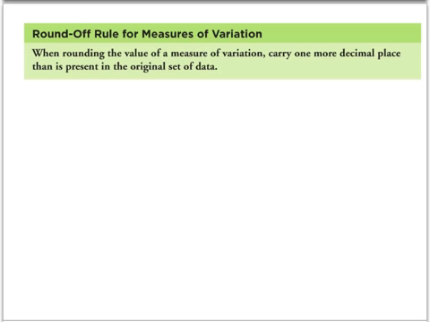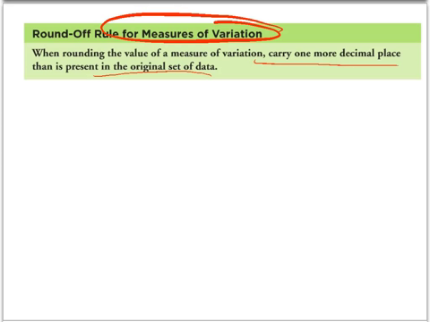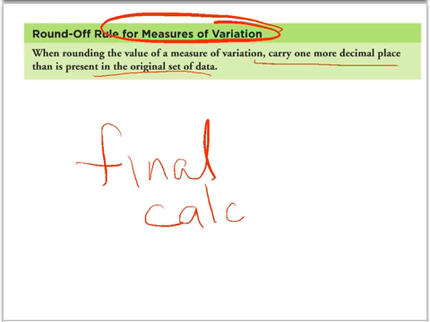Just want to point out the round-off rule for measures of variation is the same as the round-off rule for measures of center. Carry one more decimal place than is present in the original set of data. So if the data is whole numbers, you would round to 1 decimal place. If the data already contains 1 decimal place, then you would round to 2 decimal places. But remember, only round final calculations. Do not round in intermediate calculations. Only the final answer is rounded.